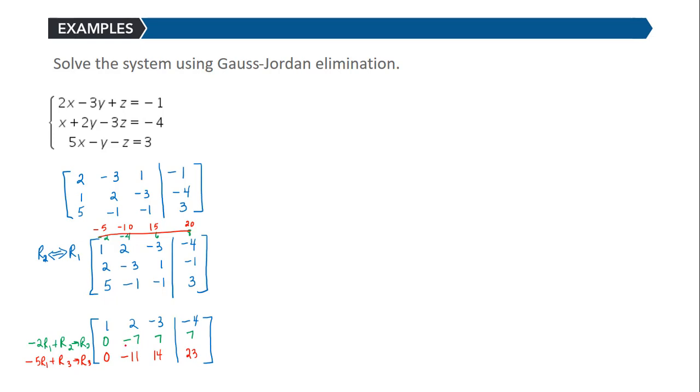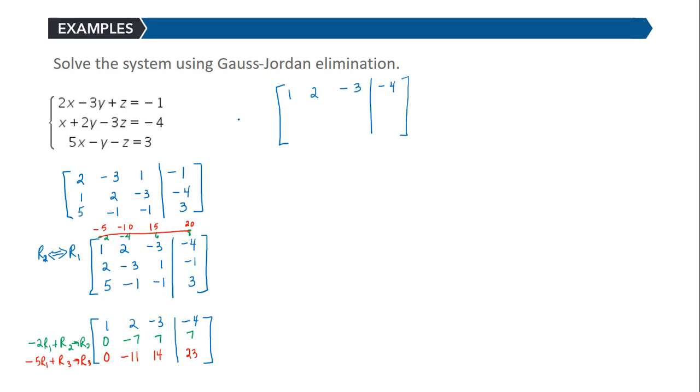Now I need to get a 1 in this second row, second column. And notice that each of these entries is divisible by 7. So I'm going to divide each element there by negative 7 to make a 1 in the leading position. Okay, so my first row stays 1, 2, negative 3, negative 4.